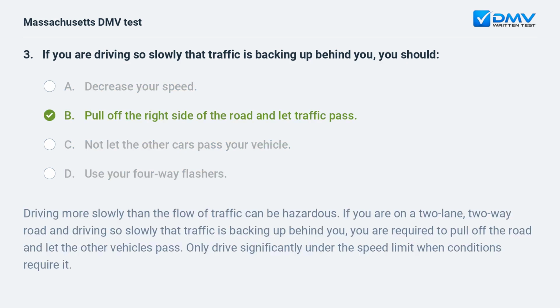B. Pull off the right side of the road and let traffic pass. Driving more slowly than the flow of traffic can be hazardous. If you are on a two-way road and driving so slowly that traffic is backing up behind you, you are required to pull off the road and let the other vehicles pass. Only drive significantly under the speed limit when conditions require it.